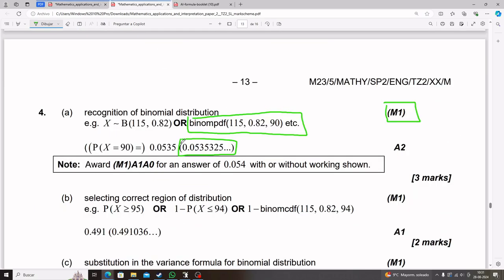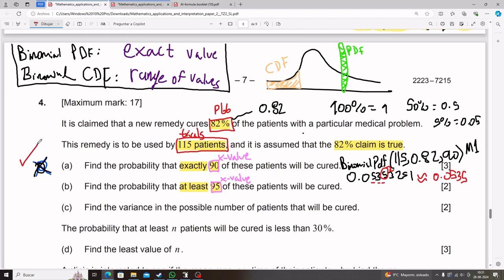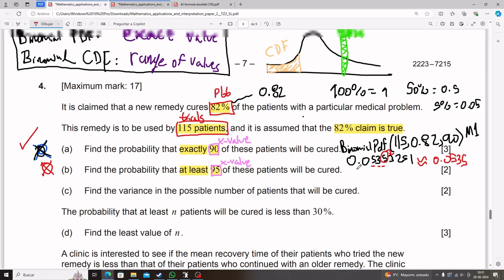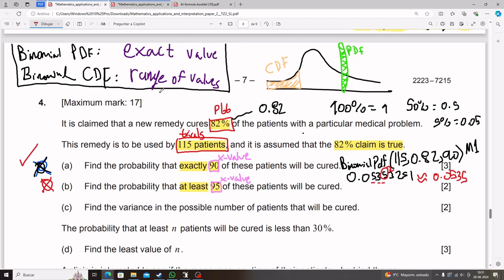0.0535, which is exactly what they put right here. All right, so that is for part A. For part B, we need to find the probability that at least 95 of these patients will be cured. So immediately we are already talking about CDF for a range of values.